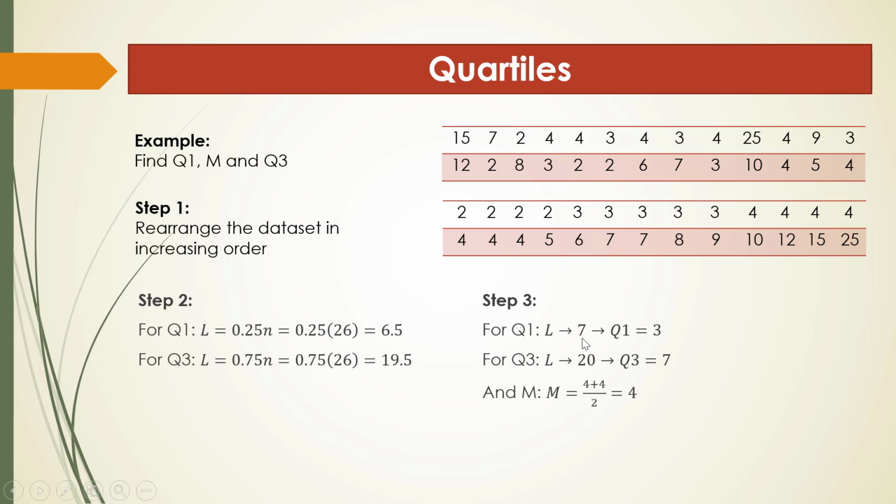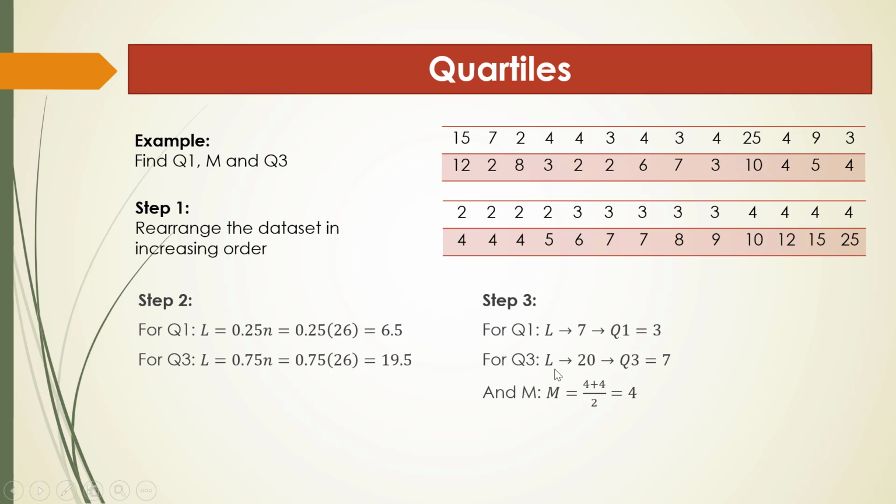which is 7. So the first quartile is the number at position 7 in the increasing order dataset. So we start counting 1, 2, 3, 4, 5, 6, 7. So the first quartile of this dataset is 3.